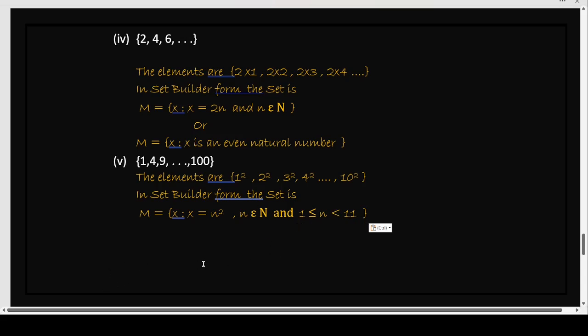So you understood set builder form. You have to find out the common property in the elements. That is the only challenge in this.